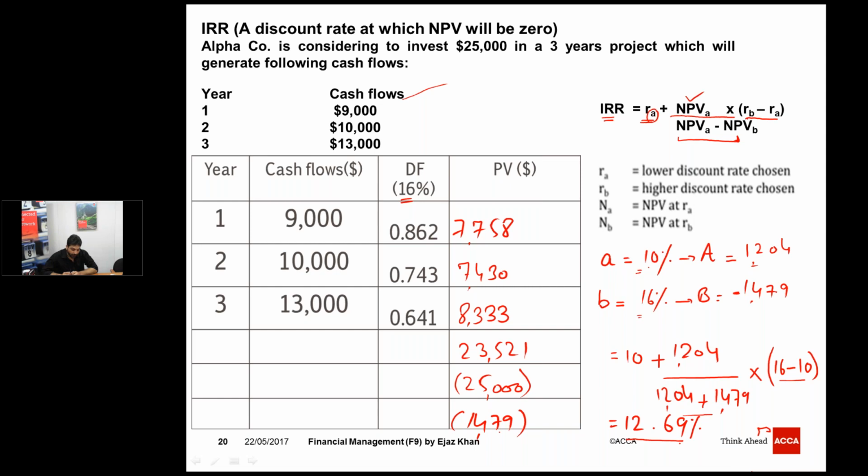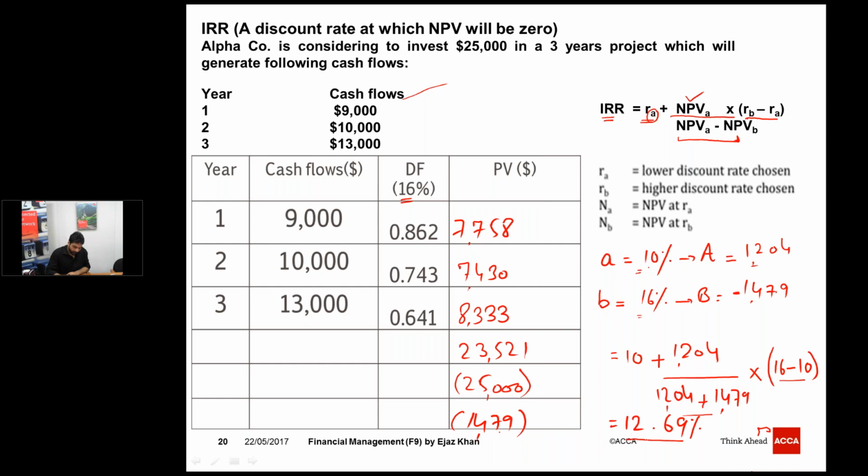So make sure you do not accept this project if your cost of capital is higher than this rate, because at this rate it will be 0, and at any rate higher than this, the NPV of the project will be negative. Say for example, if the cost of capital is 14% and if you have already got 0 NPV at 12.69%, definitely at 14% rate it will be negative. So you will never accept a project which will be giving you negative NPV.